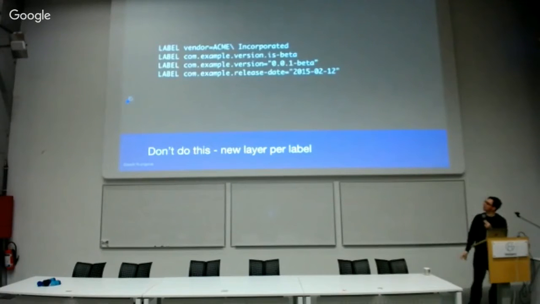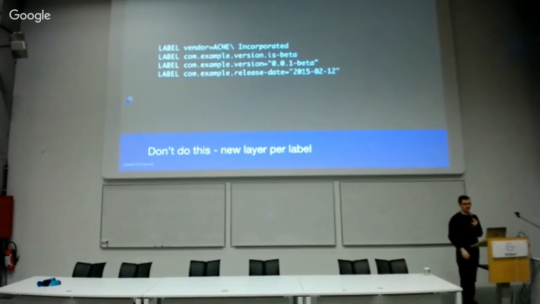Just a word of warning, sort of getting a bit ahead. Don't do this. Like this totally works. This is totally valid Dockerfile syntax. However, it will create a new file system layer for each of them, and at some point you'll run out.